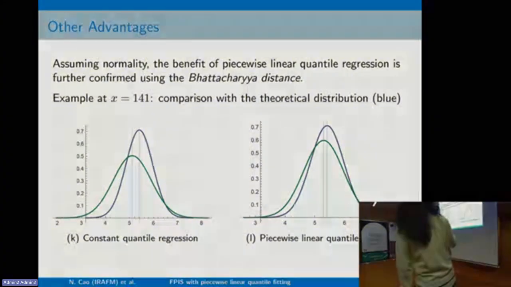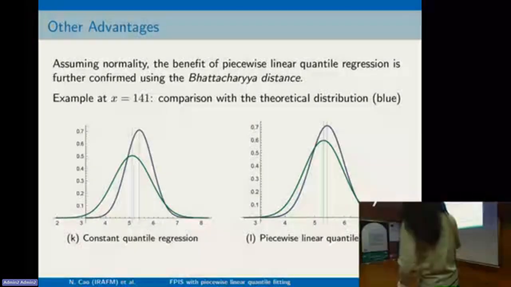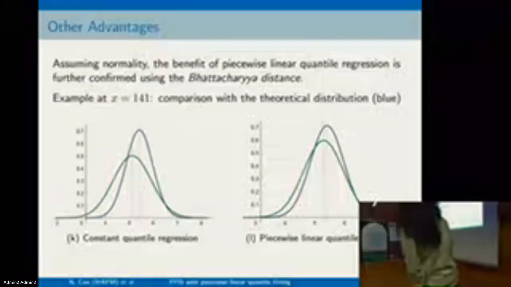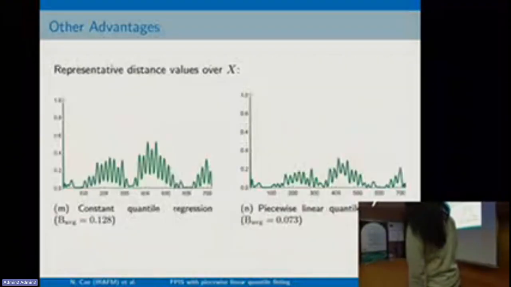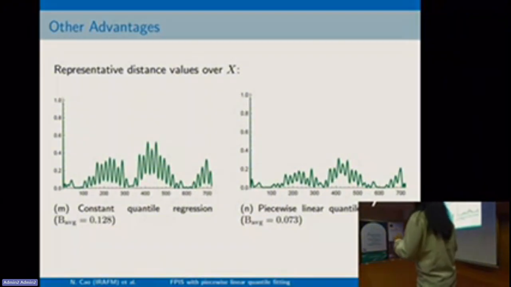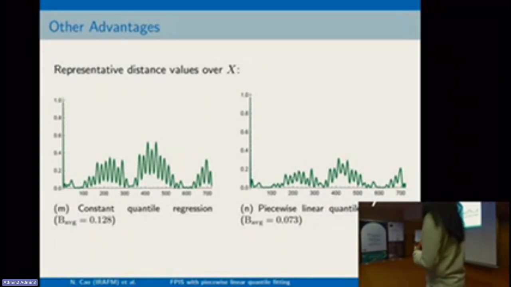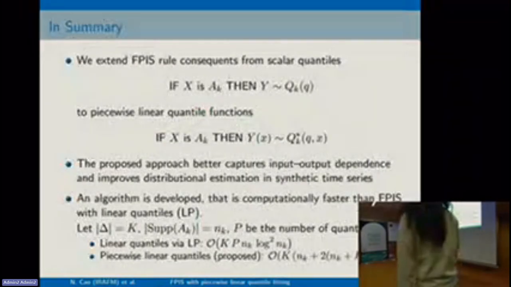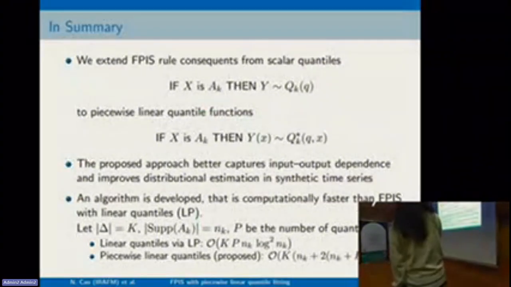And you can see when we use the piecewise linear, at many points, this is just an example, it's closer to the theoretical. This is just for one input time. For the whole domain, the whole axis of the time, you can see it provides lower values for the distance between the estimation and theoretical than when we use the constant. This is the average value for the Bhattacharya distance. I think this is the end.